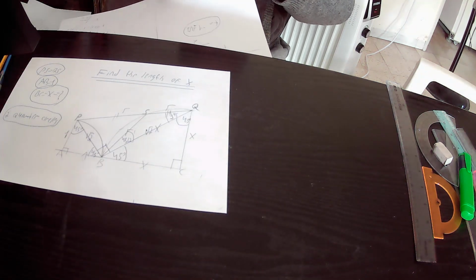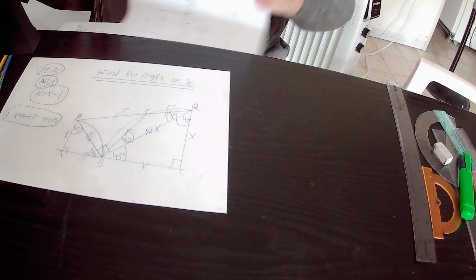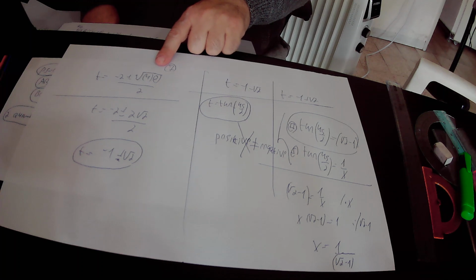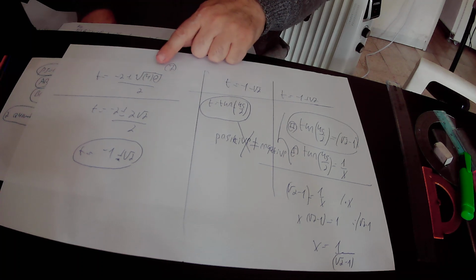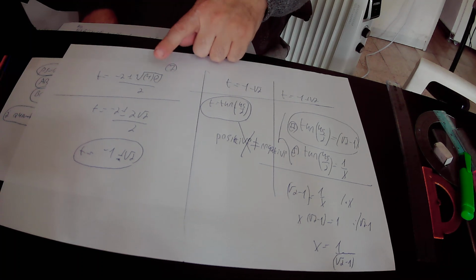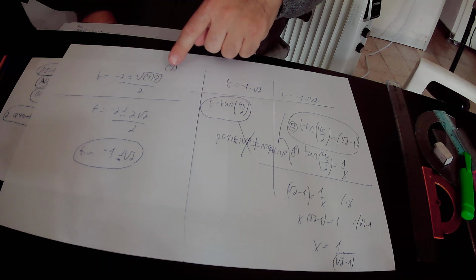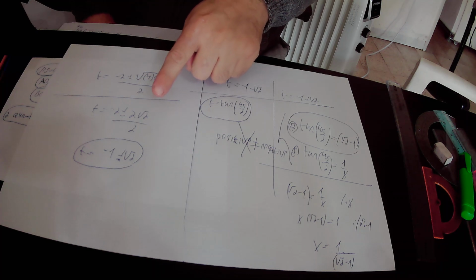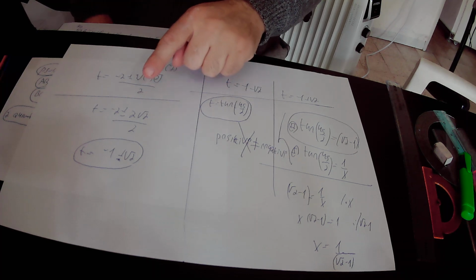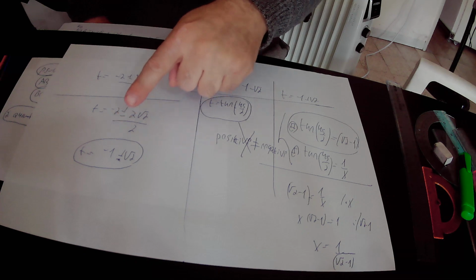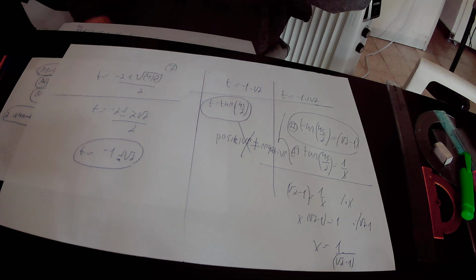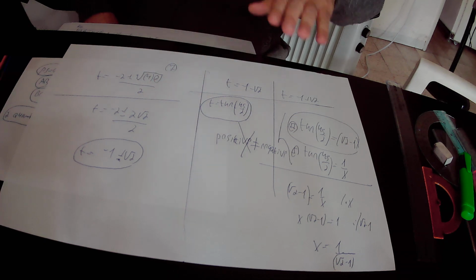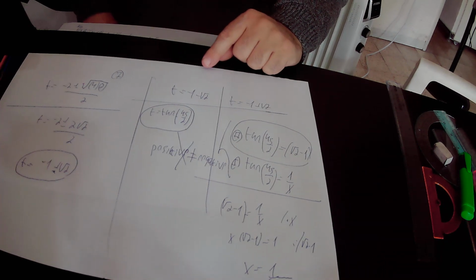Then t equals minus 2 plus minus, and 8 is 4 times 2, over 2. The square root of 4 is 2, so inside the root we are left only with 2. So in conclusion, we found out that t equals minus 2 plus minus 2 times square root of 2 over 2. 2 over 2, minus 2 over 2 is minus 1, and 2 over 2 is 1. So in conclusion, we found out that t equals minus 1 plus minus square root of 2. So we have two possible solutions for t.